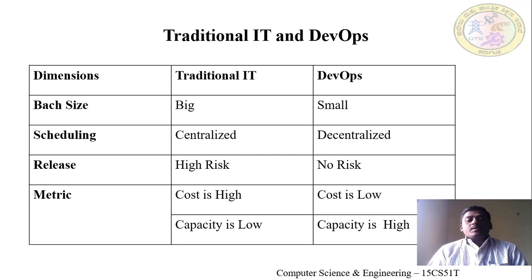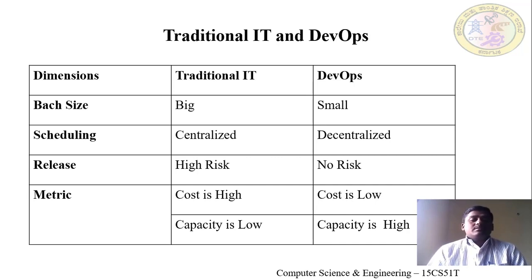At the release time, you have high risk. As I told, you may get a lot of errors while deploying the application at the client side. In DevOps, no risk at all. While deploying the particular application, there may be no risk if you use the DevOps concept. Why? Because we are using automation. Continuous monitoring and continuous deployment are there. If any errors come, they will automatically fix those errors within a short period of time. In traditional IT, that is not the case; you may get high risk in the release.